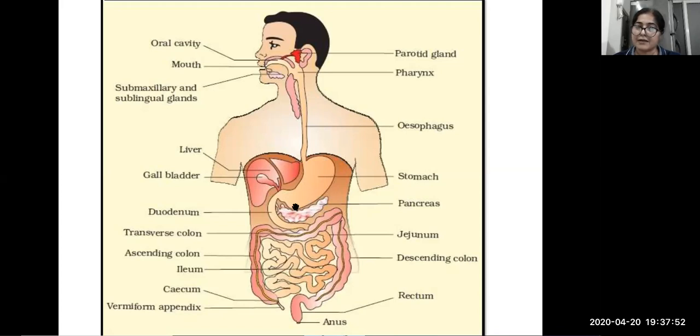And this is the stomach. The stomach is a J-shaped, sac-like, bag-like structure that stores the food for 4 to 6 hours. There are different parts of the stomach. In 10th, you have studied only that it is a J-shaped and sac-like structure. Now in 11th class, in the coming videos, I will explain the detailed structure of the stomach. There are 3 different parts.